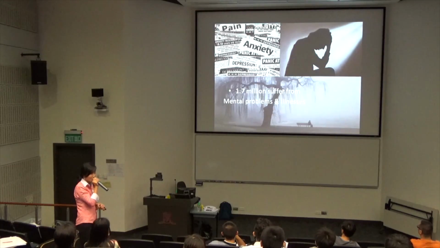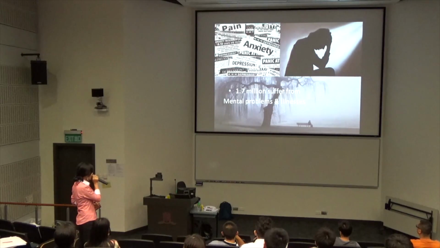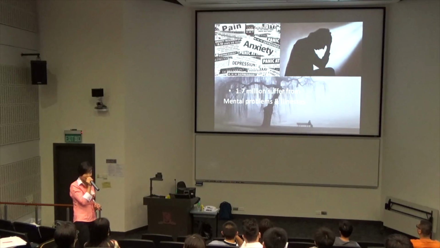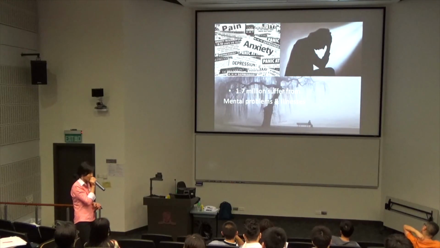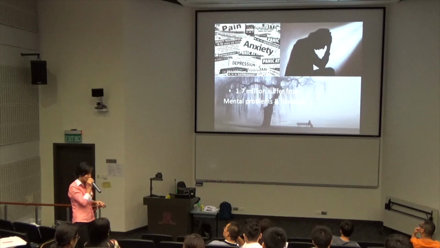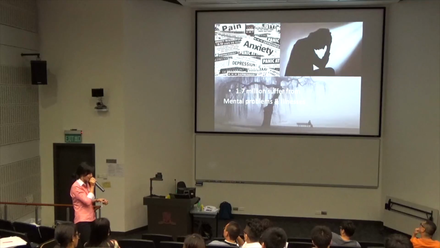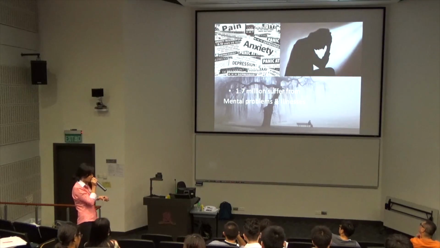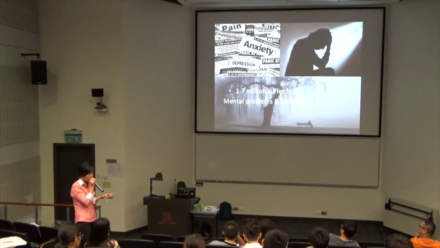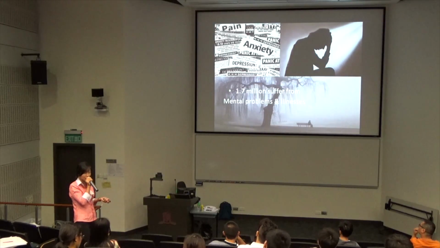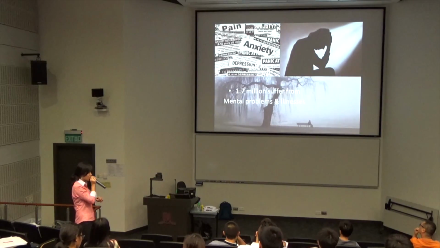And next is really impressive. Now in Hong Kong, 1.7 million people are suffering from mental problems and illness. So that means, in Hong Kong, how many population are we? Just 7 million, just 7 million more. But 1.7 million people are suffering from mental illness like anxiety, depression.